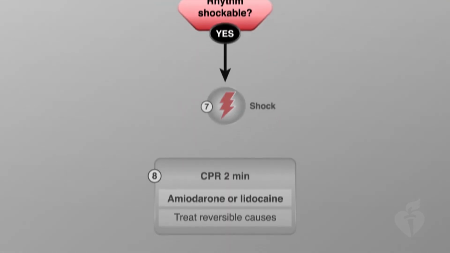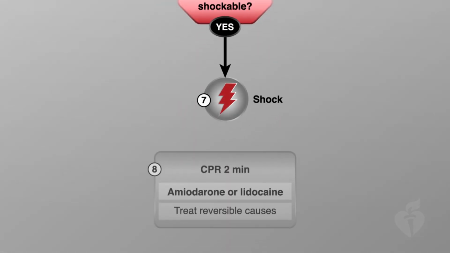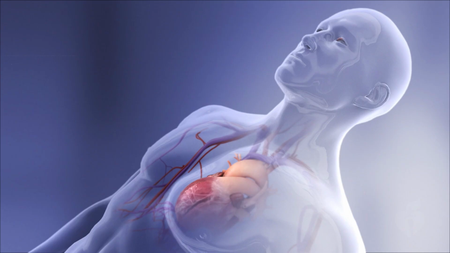If a rhythm check reveals a shockable rhythm, deliver another shock. Resume CPR, beginning with chest compressions, for 2 minutes immediately after the shock. At this point, you may consider giving amiodarone or lidocaine, antiarrhythmic agents that have been clinically demonstrated to improve the rate of ROSC and hospital admission in adults with refractory VF or pulseless VT.